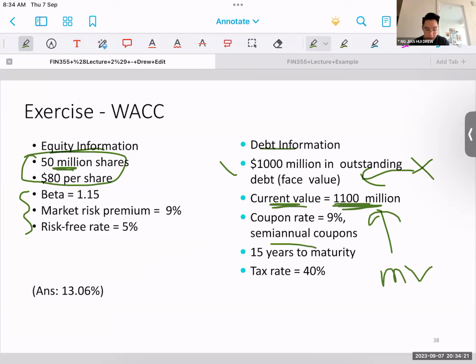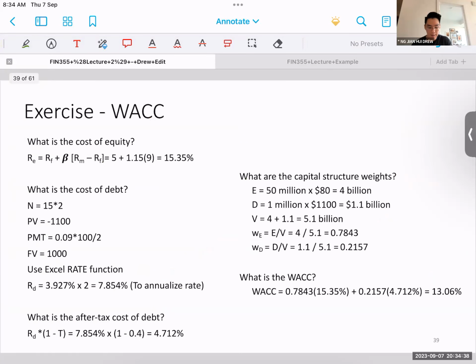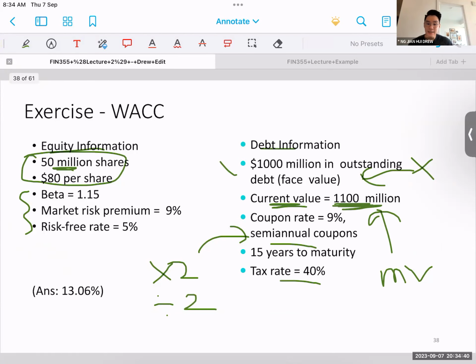And then it's semi-annual, so make sure you do the appropriate times 2, divide by 2, on the various components. Tax rate is this. I believe there is the answer here. But any questions regarding what I just mentioned, the various components?